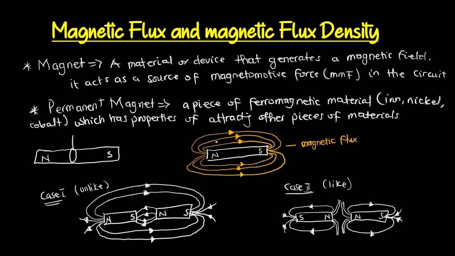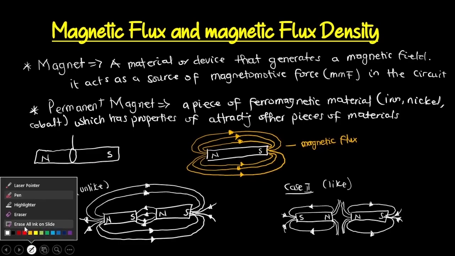All right, now let's look at some definitions of some terms: magnetic flux and magnetic flux density. When we talk about magnetic flux, this is the amount of magnetic field or the lines of force produced by a magnetic source. Okay, so we are saying that the magnetic flux is the amount of magnetic field produced by a magnetic source, or the number of lines of magnetic force produced by a magnet.